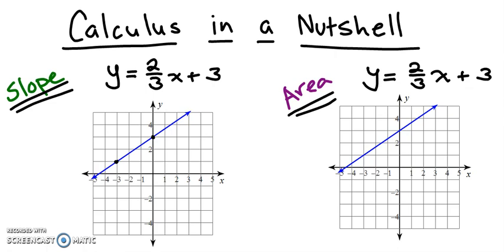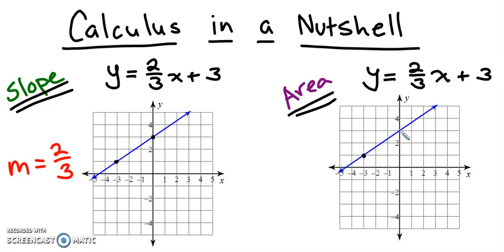Now, finding the slope of a linear function isn't too hard if you remember rise over run. In this case, you go up 2 to the right 3, so the slope is 2/3. That easy.